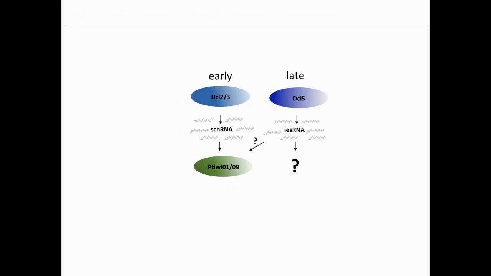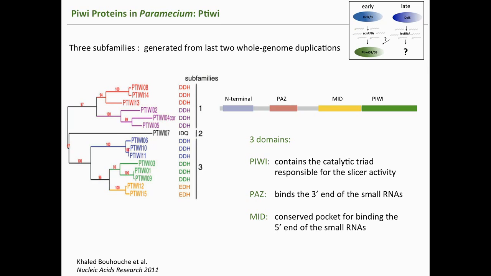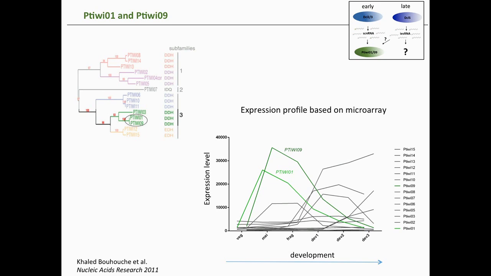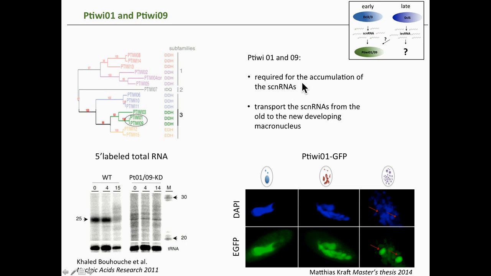In Paramecium, we have 14 different Piwi proteins. They are grouped in three subfamilies and were generated in the last two whole-genome duplications. They all contain three domains: the PAZ, the MID, and the PIWI domain. The only so far characterized development-specific Piwis are Piwi 1 and 9. They are expressed early and were studied in Eric's lab. They showed evidence that they are required for the accumulation of scnRNAs, since in a knockdown situation, the 25 nucleotide scnRNAs disappear.